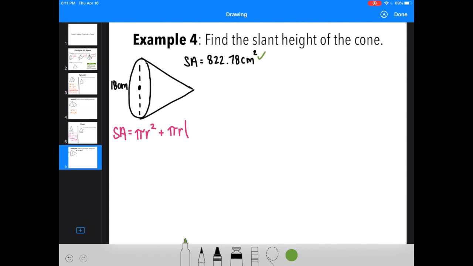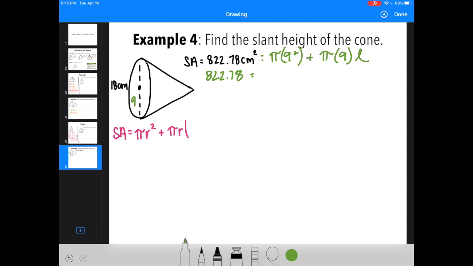All right. For me to solve for L, I need to know surface area, which is going to be 822.78 centimeters squared, and I need to know my radius. Provided to me is the diameter, that 18 centimeters is the diameter. However, divide that in 2, and I get 9 for my radius. So I have all my information. Now it's a matter of plugging and chugging. So I'm going to set my surface area equal to pi r squared, so 9 squared, plus pi times 9 times L.